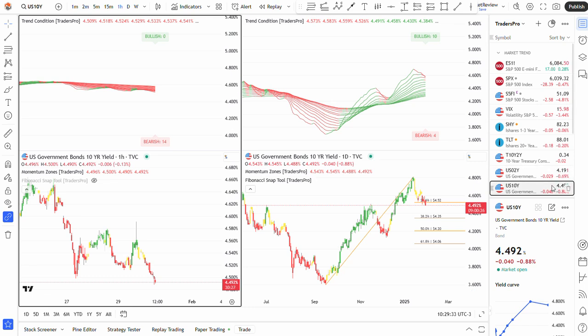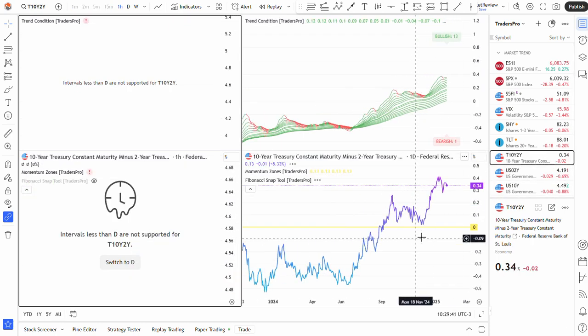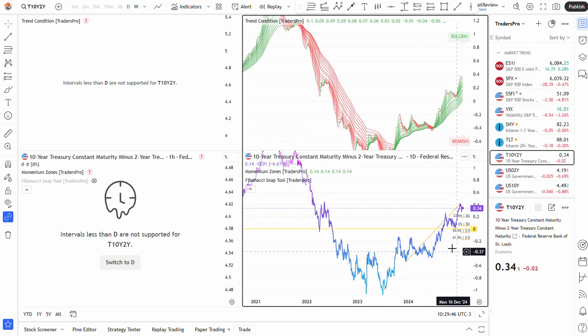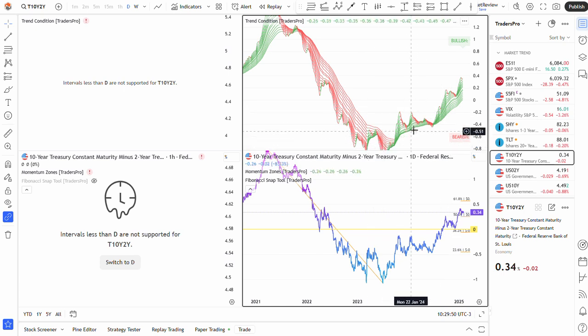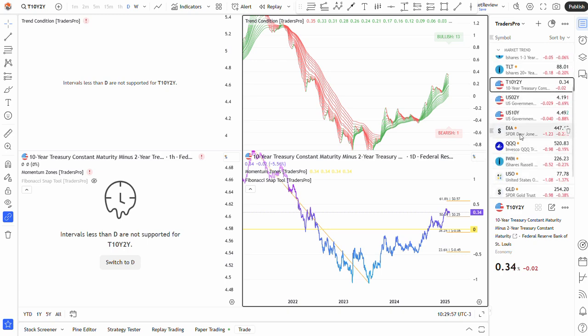Notice the two yields, 4.19 and 4.5. They're basically flat. Okay, this chart here is the yield curve. We want to see an increasing yield curve. When we have an inverted yield curve, we're lower than this yellow line right here. So the yield curve is moving in the right direction as well. There are several things that are important when looking at some of this price data.